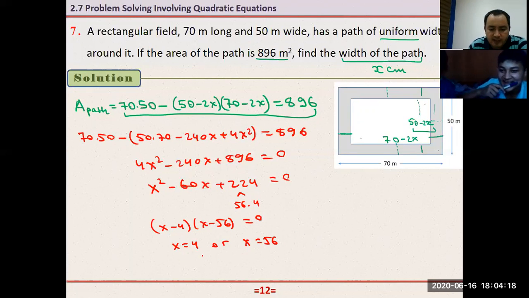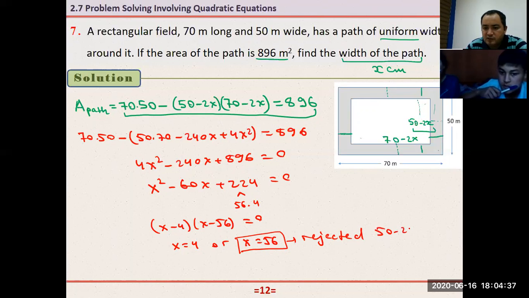Okay, so what is the answer? So x equals 56 is rejected. Why? Because if you substitute here, 50 minus 2 times 56, it is a negative number. So this length cannot be a negative number. That's why it is rejected, because 50 minus 2x is negative, and we are talking about length, which cannot be negative. So that is the answer.